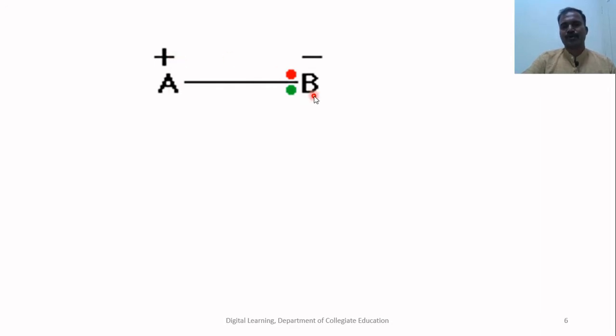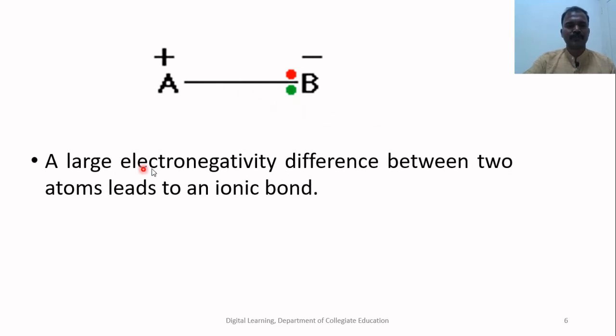So for all intents and purposes, we can say A lost control of its electron and B has control over both the electrons, and it leads to the formation of an ionic bond. So a large electronegativity difference between two atoms leads to an ionic bond. The best examples for compounds having an ionic bond are NaCl, KBr, etc.